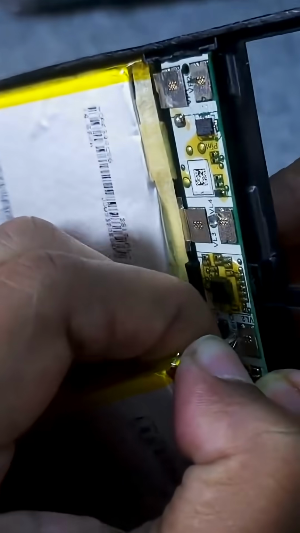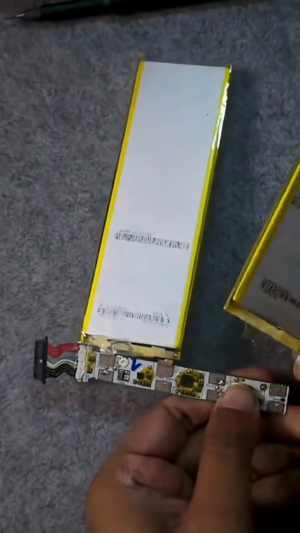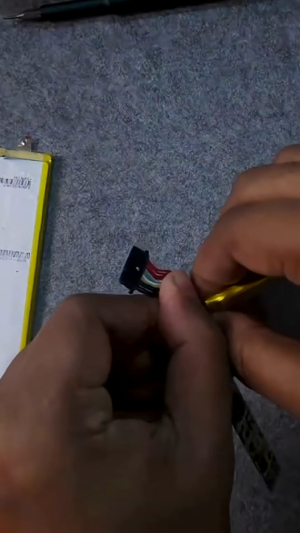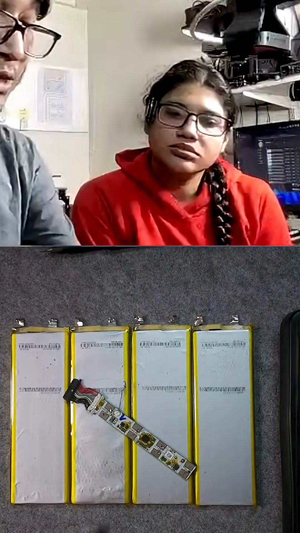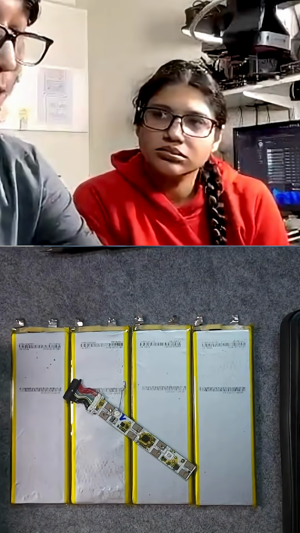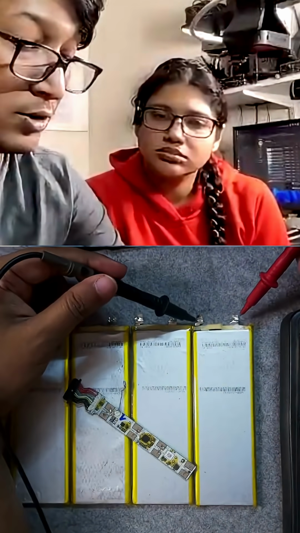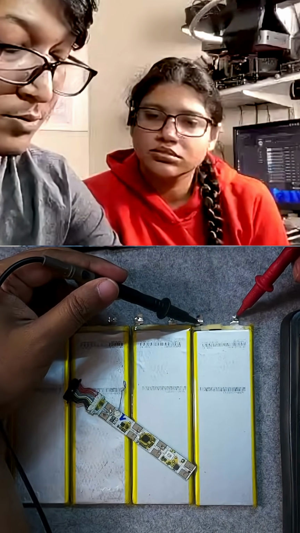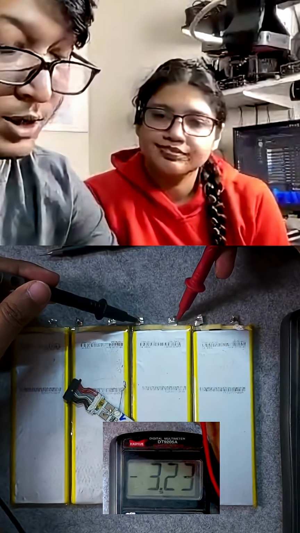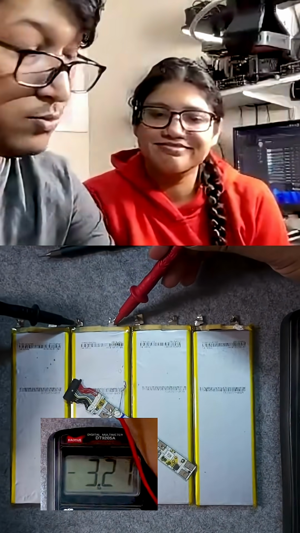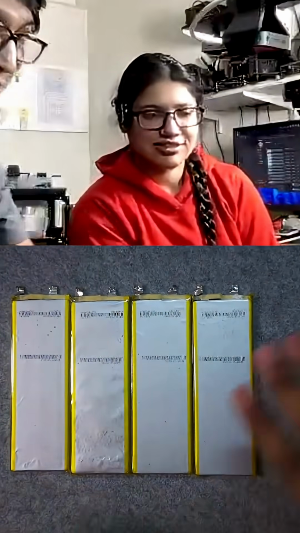Okay. This one is really strong for some reason. The last one. So let's see. I am expecting to get somewhere around 3 volt to 3.6 volt. 3.2, 3.23. So now we have four cells.